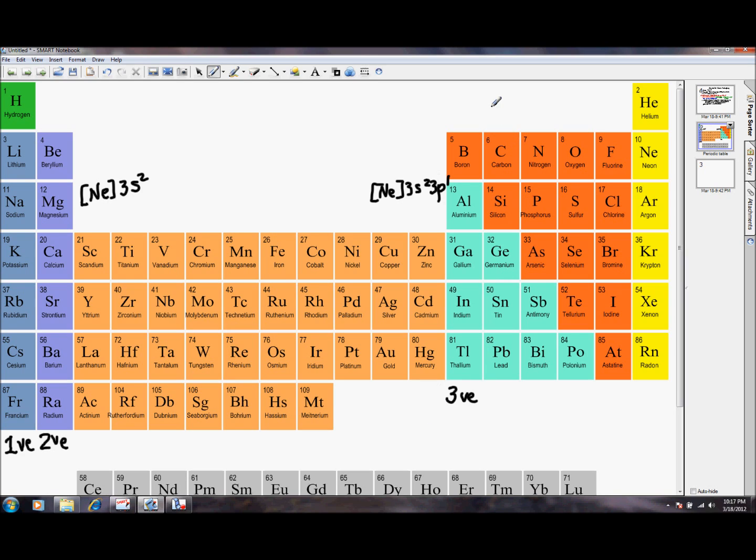Okay, we go to the carbon family. If we look at silicon, silicon would be 3s2, 3p2. So there would be 2 in the s and 2 in the p. So this family has 4 valence electrons. Okay, so the pattern keeps going up in steps of 1 as you go family by family.